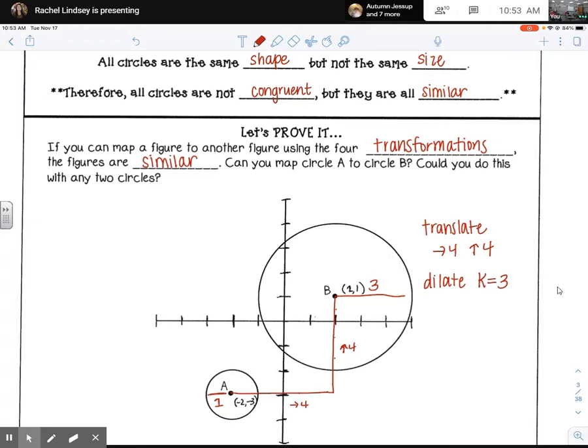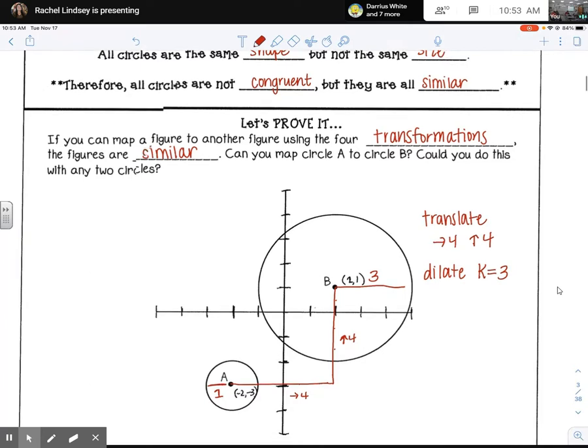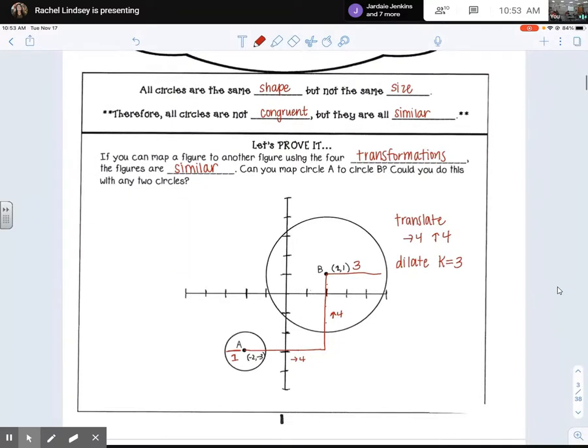Okay. So that's just a basic little intro to circles and the fact that circles are all similar. Looking at the next page, that's just some definitions of a lot of the things that are in circles, the key parts of circles.